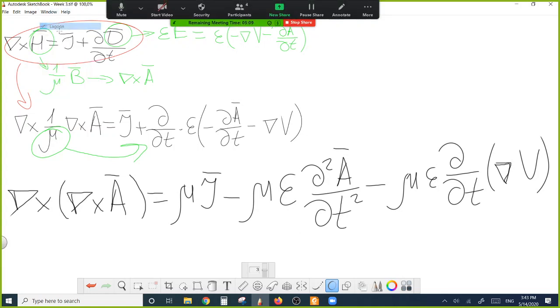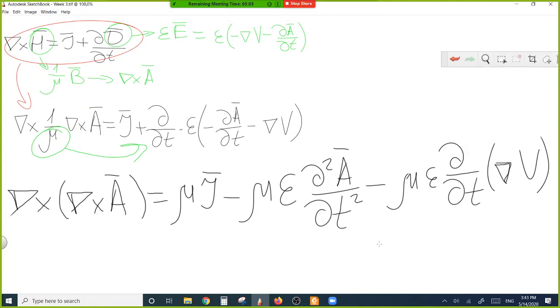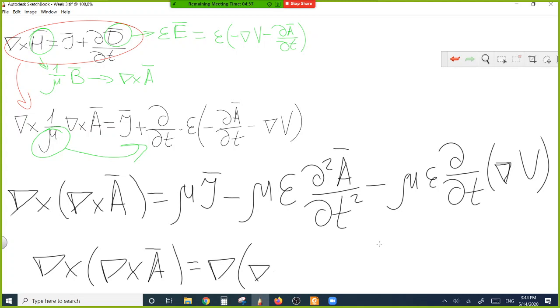What's next? The next is again rearranging the terms. For example, rotor of rotor of A was equal to gradient of divergence of A minus the Laplacian of A.